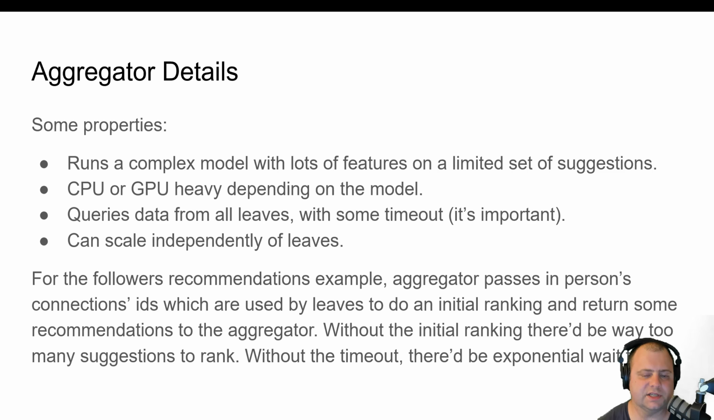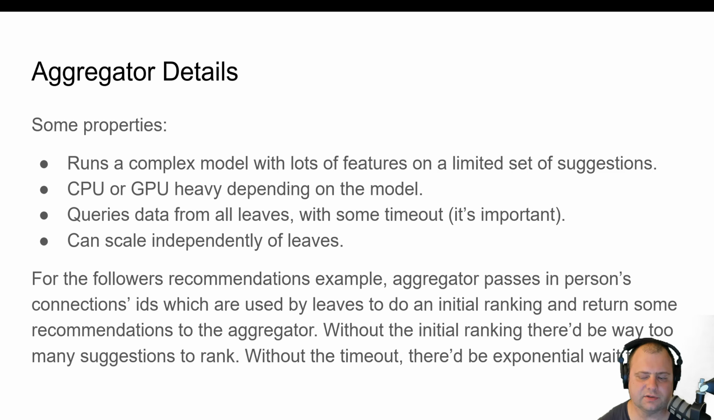For the follow recommendations example, the aggregator can pass in a person's connection IDs, which can be used by leaves to compute the mutual target follows or potential follows, do initial ranking, and return some part of the suggestions to the aggregator. As I was saying, without this initial ranking, there would be way too many suggestions for the aggregator to rank with a complex model.